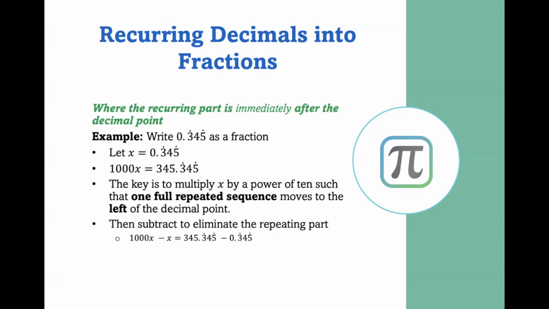So using the example that we have, if we take 1000x minus x, what this becomes is 345.345 recurring minus 0.345 recurring. And that nicely eliminates the recurring part, which gives us 999x equals 345. And thus we can quite neatly write this as a fraction. We can just put 345 above 999 and then simplify the fraction.